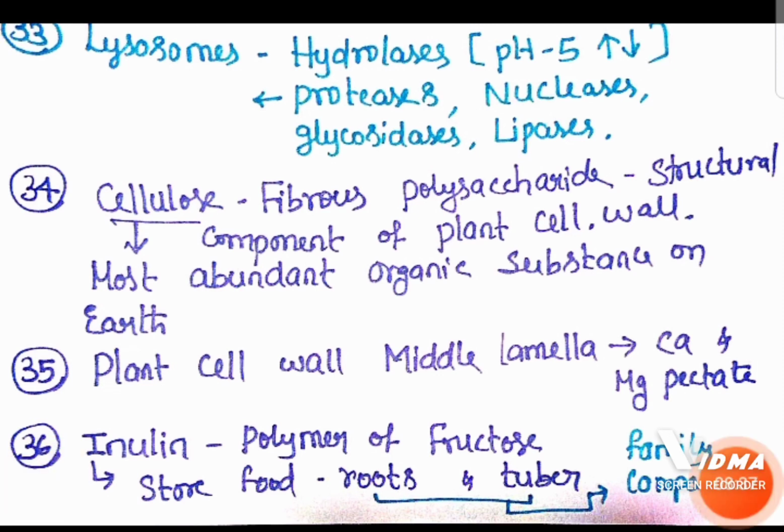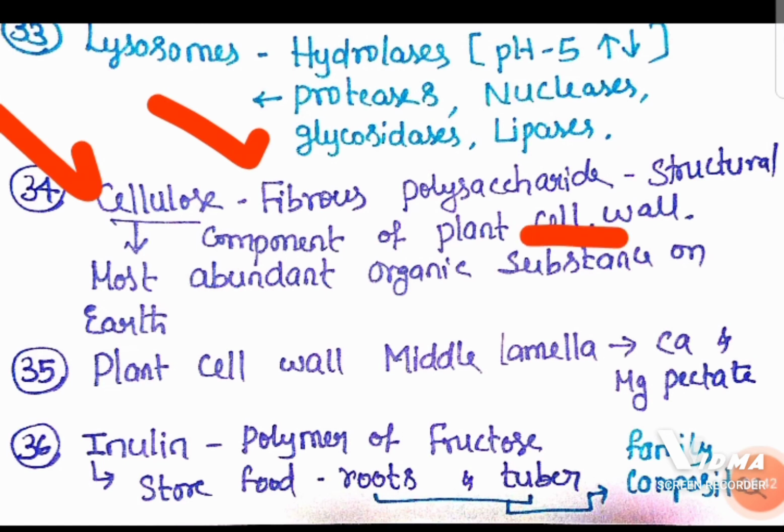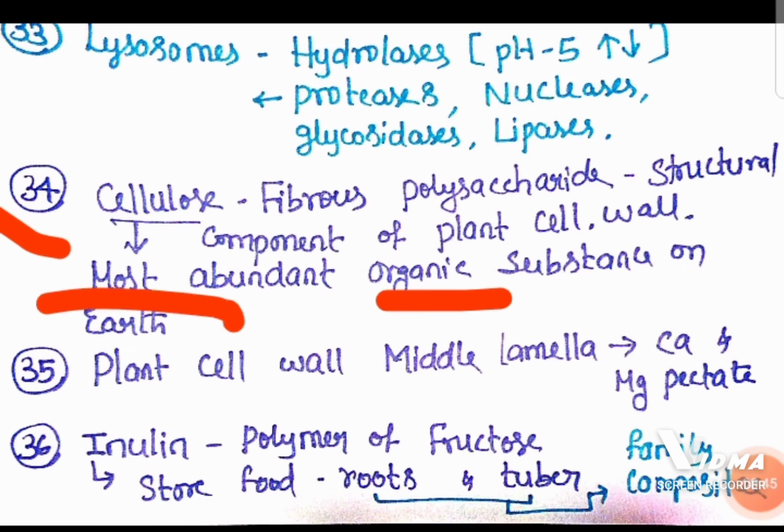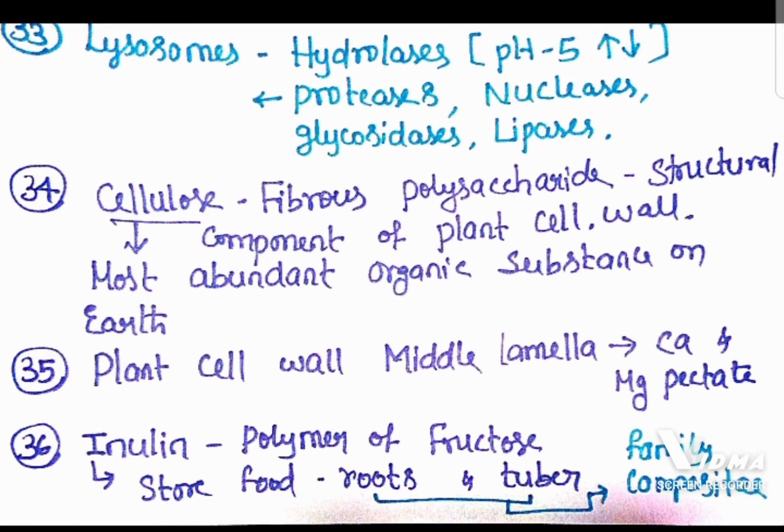And remember, cellulose is a fibrous polysaccharide present in the plant cell wall, responsible for structure, and it is the most abundant organic substance on the earth. Cellulose is the most abundant organic substance. The most abundant protein in the animal kingdom is collagen. In plants it is rubisco. This cellulose is the most abundant organic substance.